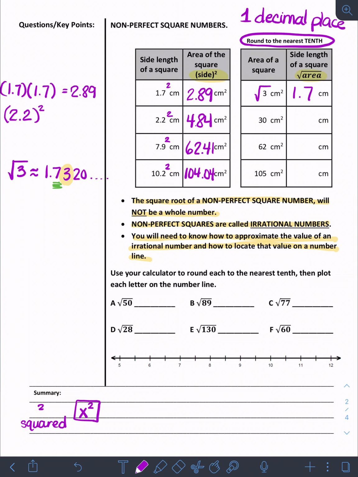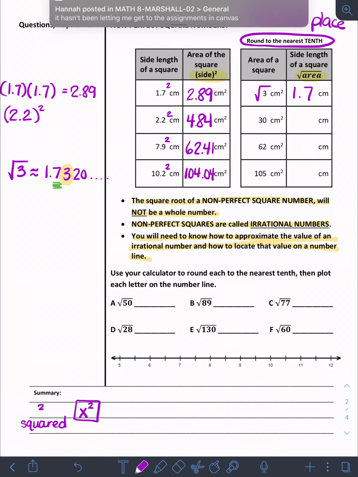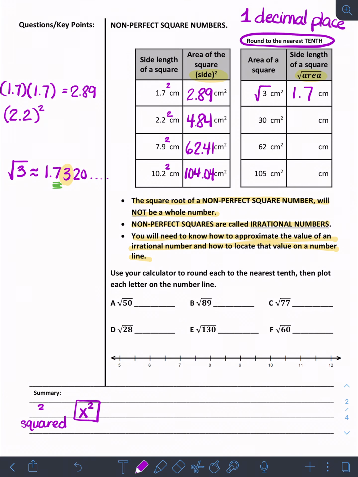Okay, take some time, put that in your calculator, find the square root of the rest of these. Okay, so square root of 30 gives you 5.5 once you round it. Square root of 62 is 7.9 once you round it, and then the square root of 105 is 10.2.